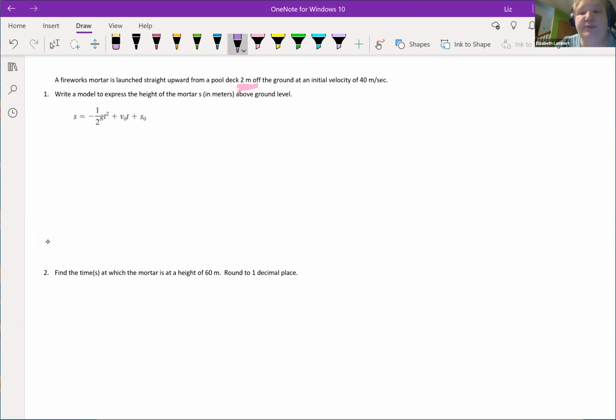So that 2 meters is going to be our S sub 0. They straight up tell us the initial velocity of 40, so that's going to go for our V sub 0. And then the last one is we just have to pick the correct gravity. Since these are meters, we are going to use a gravity of 9.8 meters per second squared.